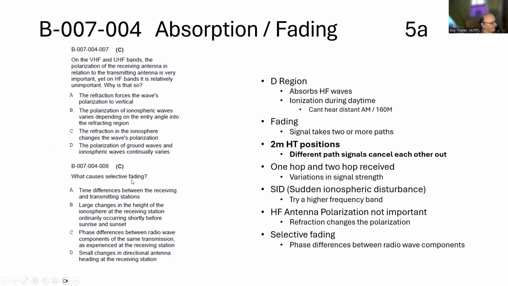What causes selective fading? That, again, is related to phase differences. So C is the correct answer. Phase differences between the radio wave components of the same transmission as experienced at the receiving station.